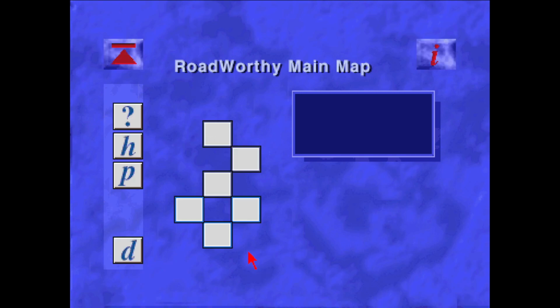This is the RoadWorthy main map. All sections of the programme can be reached from here. Move the pointer over each of the tiles to discover what they represent. If you click on a tile, you'll be offered the choice of previewing your selection or watching the whole topic.